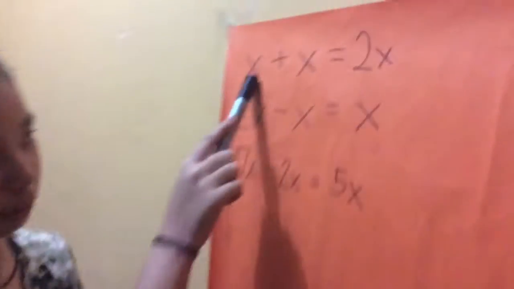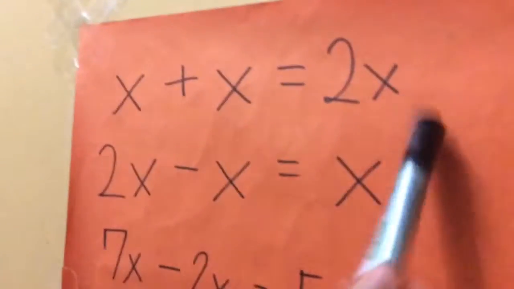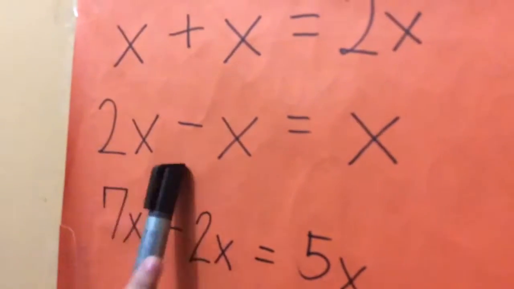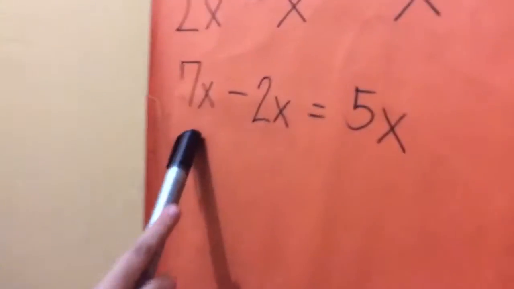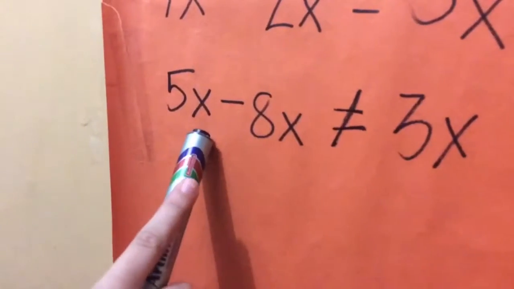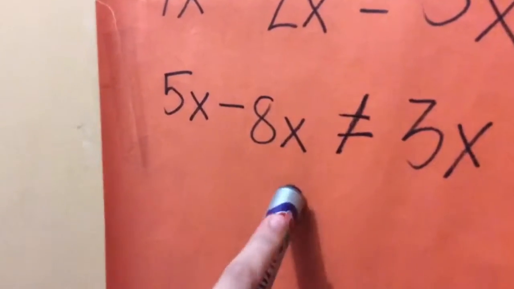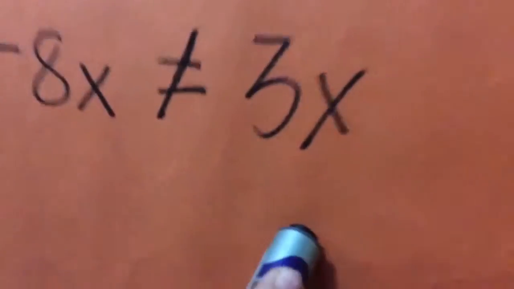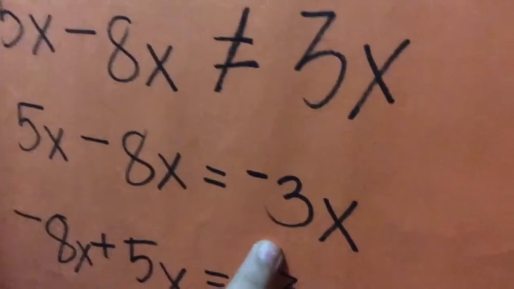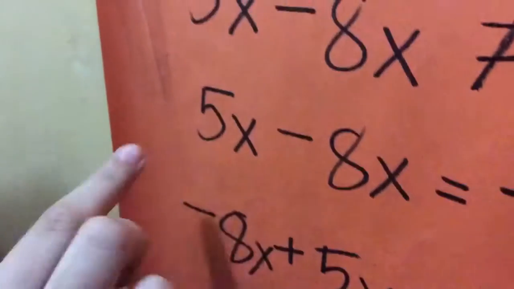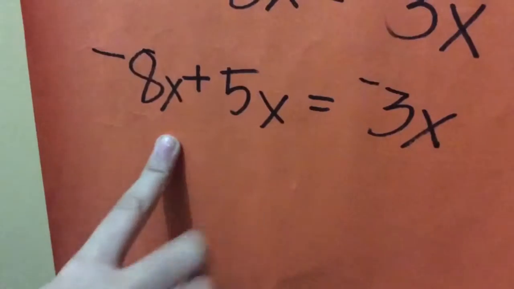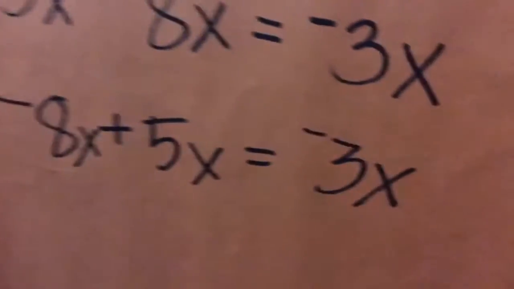Last time it was x plus x is equal to 2x. Now it is 2x minus x is equal to x. Another example is 7x minus 2x is equal to 5x. Another example is 5x minus 8x, which is not equal to 3x. The actual answer is negative 3x because negative 8x is bigger than positive 5x. If they switch places, it would be more understandable.